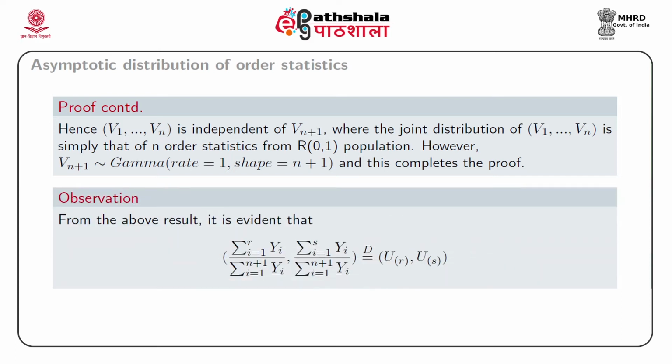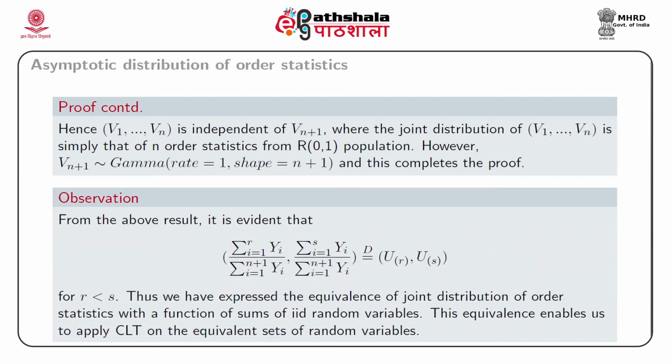So what do you observe from this result? From the above result, it is evident that summation i from 1 to r yi divided by summation i from 1 to n plus 1 yi, and summation i from 1 to s yi divided by summation i from 1 to n plus 1 yi, have the same distribution as the joint distribution of u ordered r and u ordered s for r less than s, where as earlier u ordered r is the rth order statistic from a sample of size n from a rectangular 0, 1 population. Thus we have expressed the equivalence of the joint distribution of order statistics with a function of sums of IID random variables.